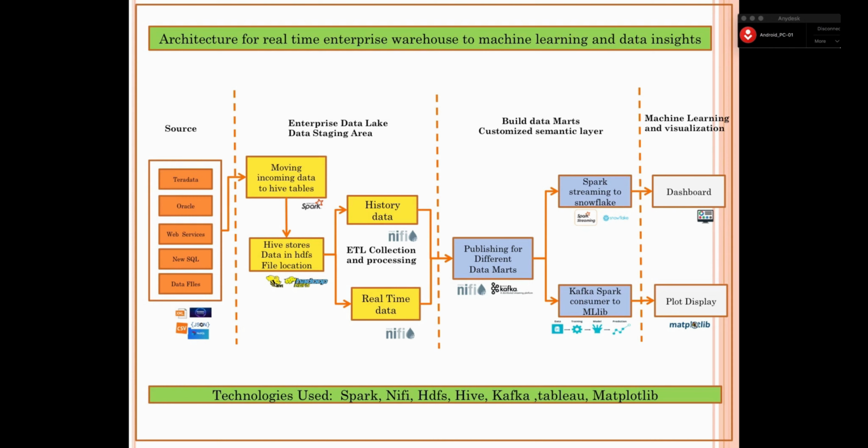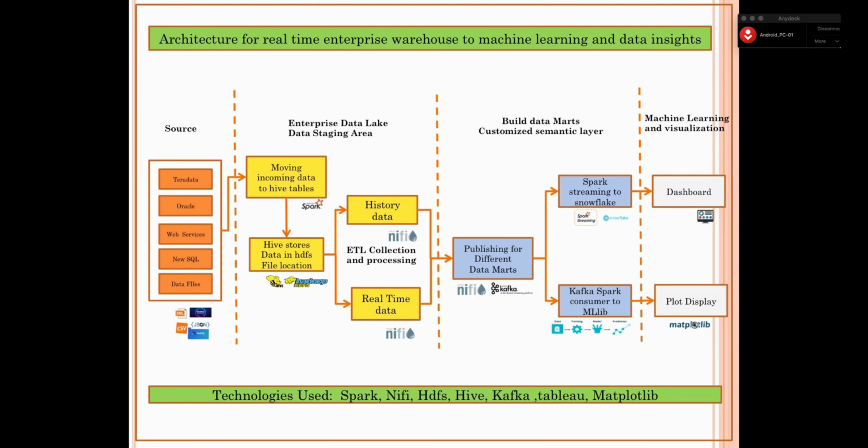In the first stage, data is moved from its source to the data lake. Stage 2 is where the history data and the real-time data is captured from HDFS location and published to a Kafka topic using the NiFi tool. During the third stage, the semantic layer is customized and the COVID-19 data is consumed from Kafka using a Spark Python program. We are using this data for machine learning to predict future death counts.